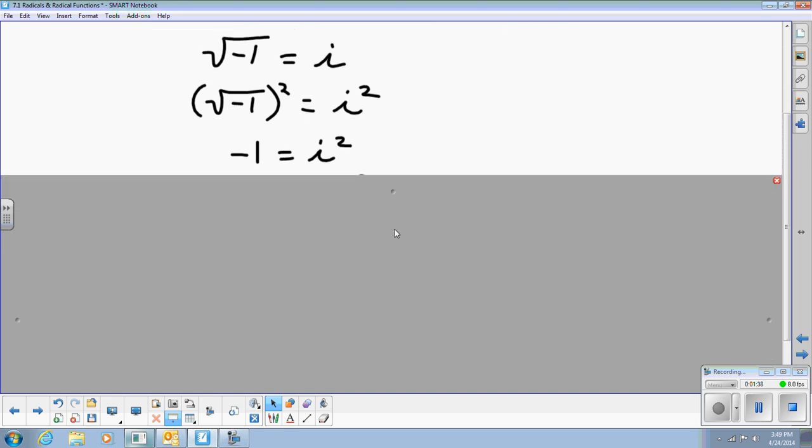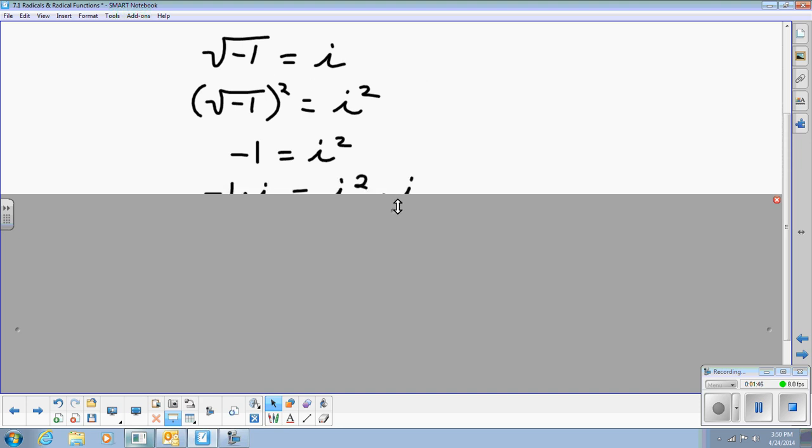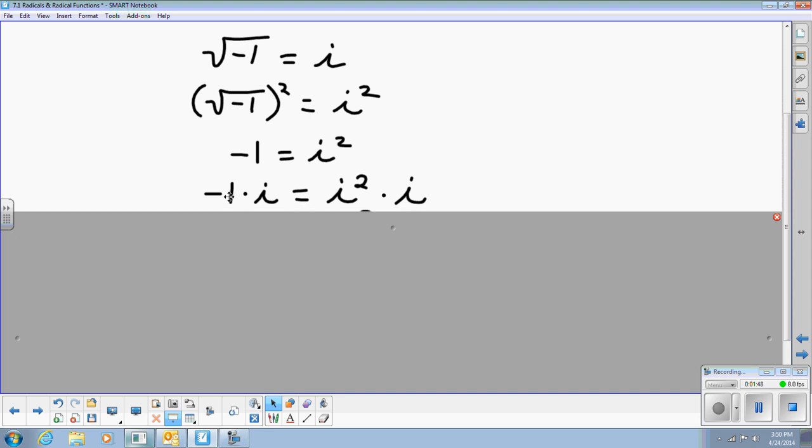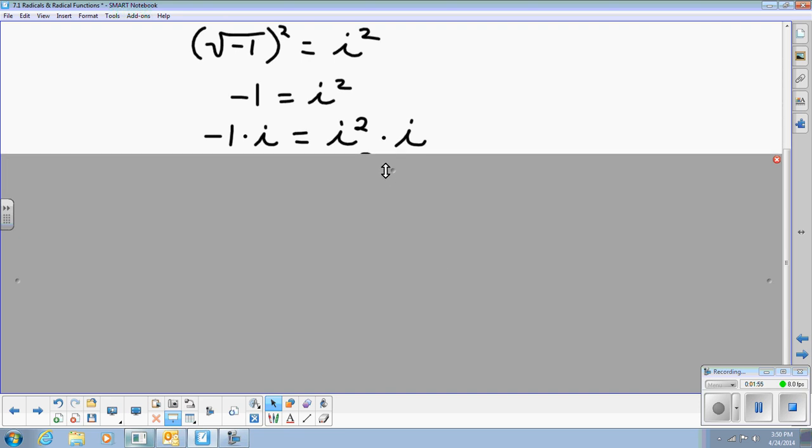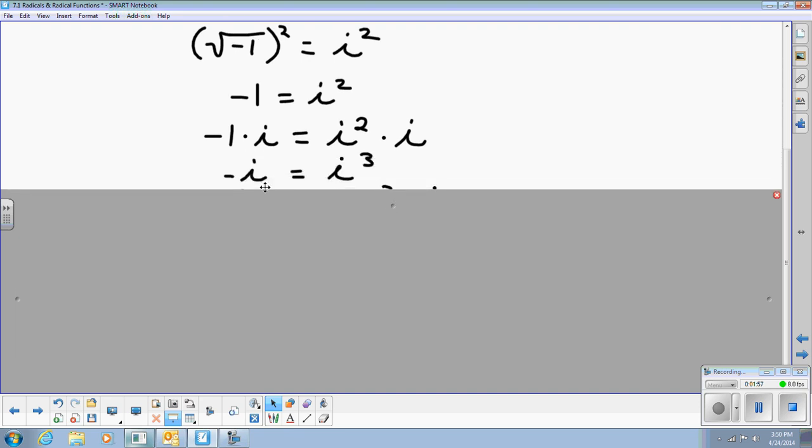Okay, so let's say we multiply both sides again by i. We started up here by squaring both sides. Now we're multiplying by i. So now I have -1 times i on the left side, i squared times i on the right side. What does that give us? That gives us that the opposite of i is the same as i cubed.